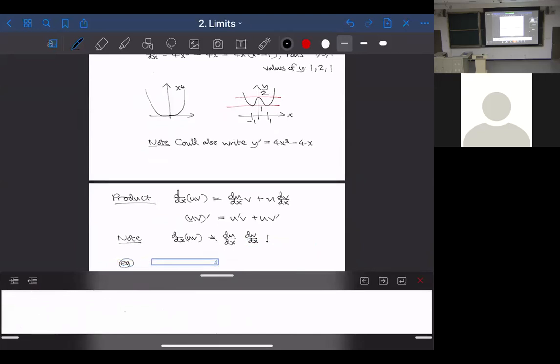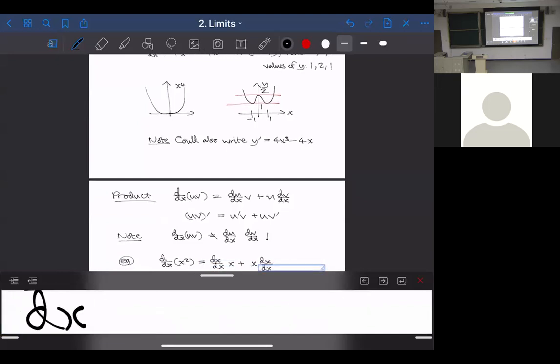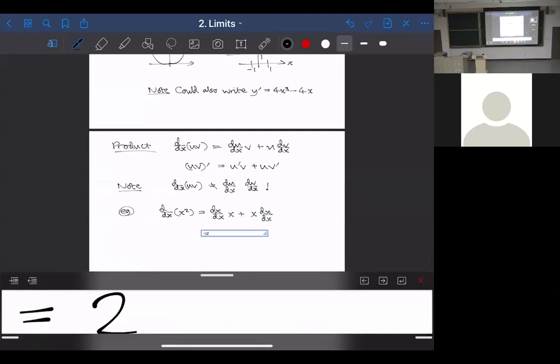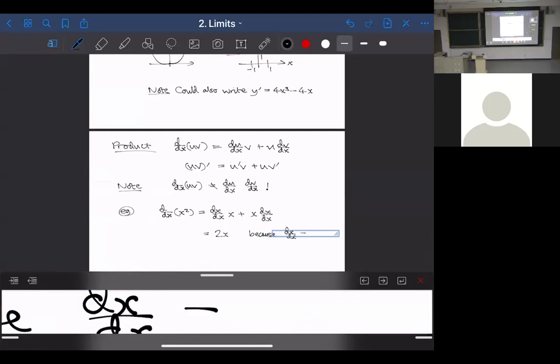Okay, so some examples. Well, d by dx of x squared, we already know, but we can use this to see it again. So the formula gives, and that just gives 2x because the derivative of x with respect to x is just 1. Okay. So remember that dx by dx is not a fraction, but if you think of it as a fraction at this moment, it helps you remember dx by dx equals 1.